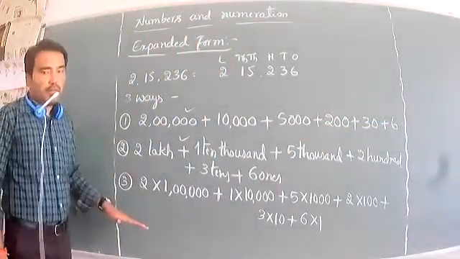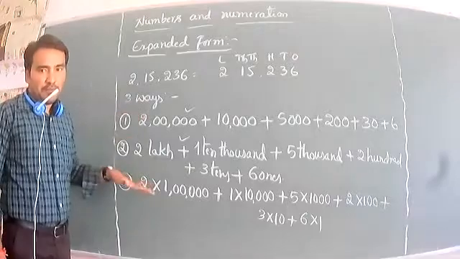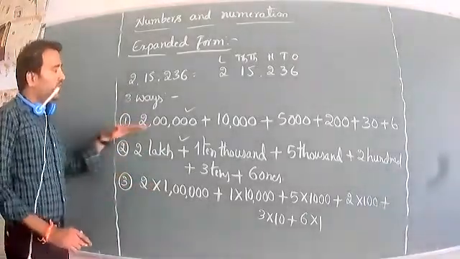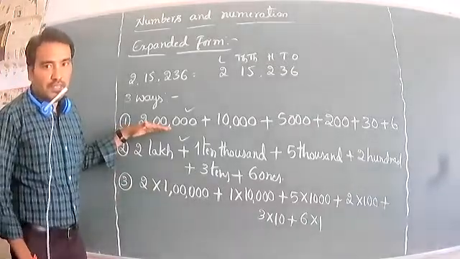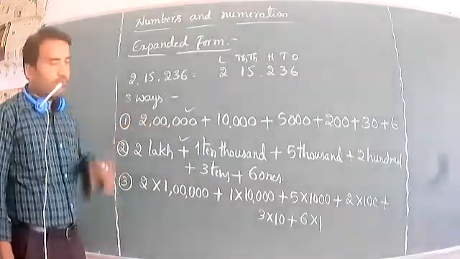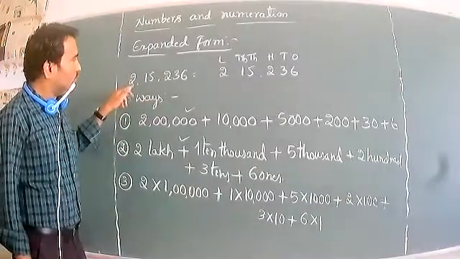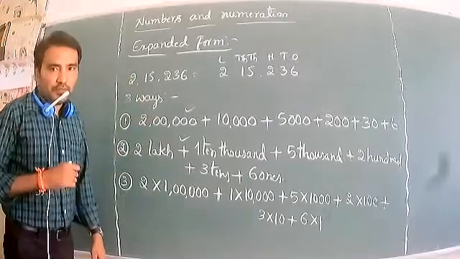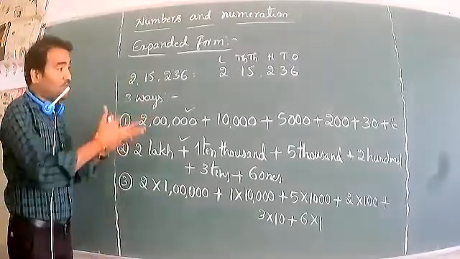So keep in mind, this is an expanded form. In total, how many ways should we write? Three ways. Okay, now it is very easy. The first method is very easy. One technique I will give: here 2 lakh is there. Guruji, sometimes zero will be missing. What do we do? How do we find the zeros?